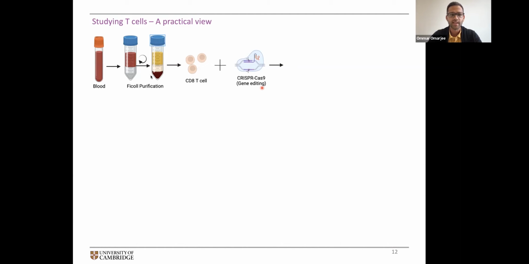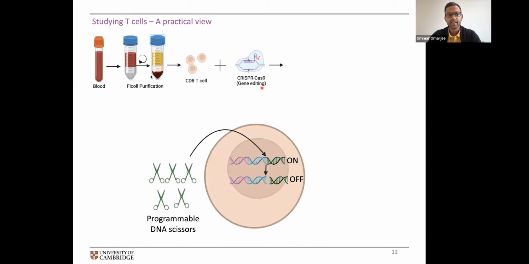Now, how does CRISPR-Cas9 work? I won't go into detail, but imagine they are programmable DNA scissors. So you can program this complex of CRISPR-Cas9 that will go inside of your CD8 T cells, find the correct region that you have programmed it to find in the DNA, and cut it to inactivate the gene that produces the protein that you're interested in. So this will inactivate your genes.